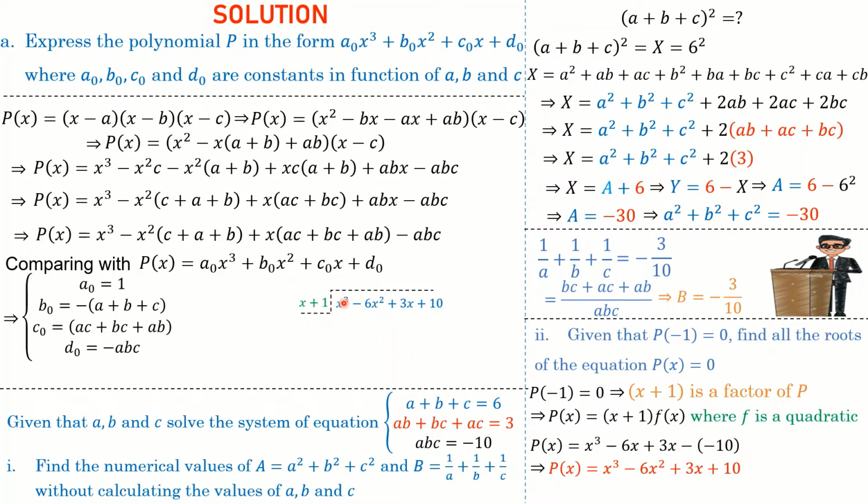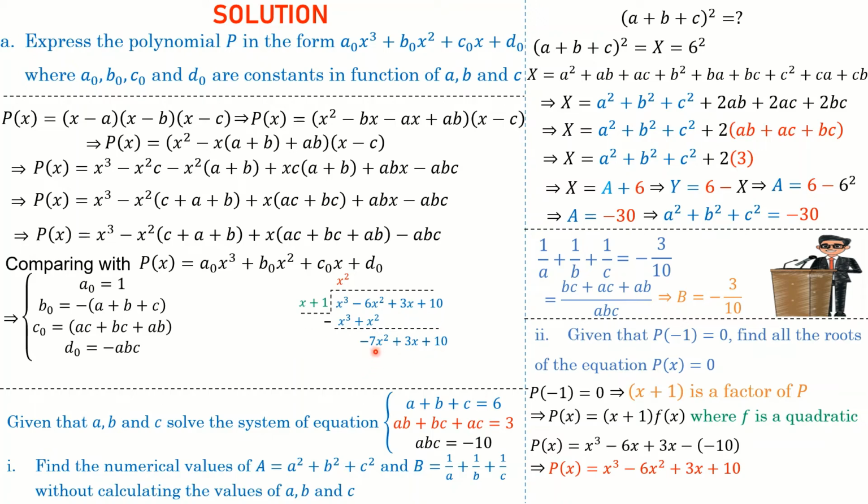Now we begin. X cubed divided by x is going to give us x squared. X squared times x gives us x cubed. X squared times positive 1 gives us positive x squared. Now we subtract. X cubed minus x cubed is 0. Negative 6x squared minus x squared is negative 7x squared. 3x minus nothing is 3x, and 10 minus nothing is 10.